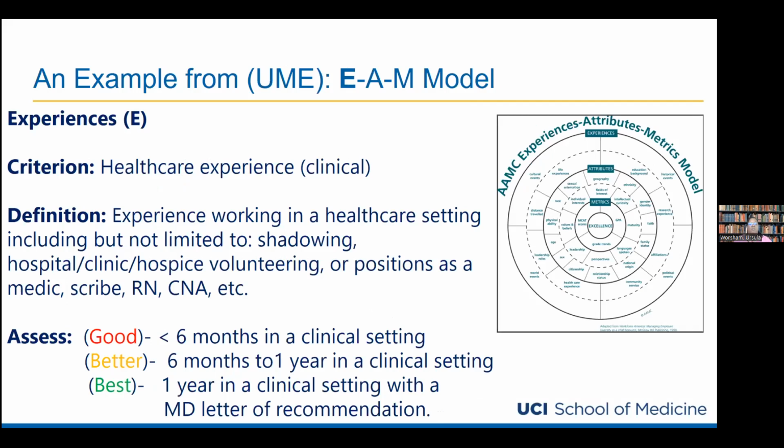So, an example from UME. The only difference between UME and GME as far as the AAMC's model is that the UME version does not have competencies yet, because our students at that point are in their medical school training, working to develop those competencies to be ready for the residency application process. But they do have the EAM model, which is the experiences, attributes, and metrics. So from that perspective, if we were to go through the rubric process, which probably seemed a lot more complicated in theory in this conversation than what it really could be like.